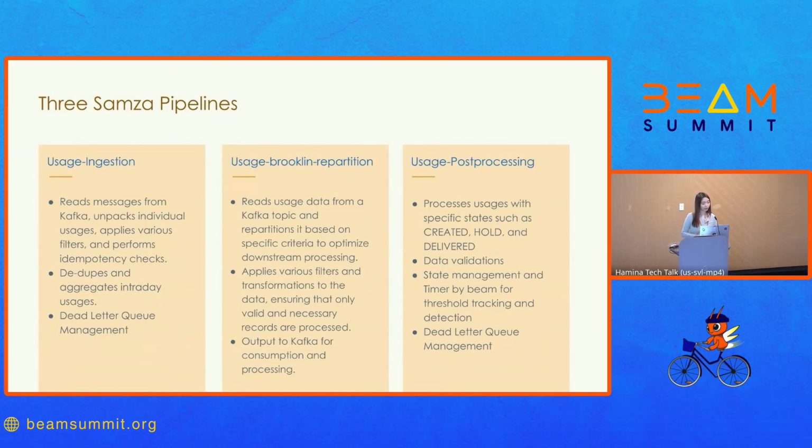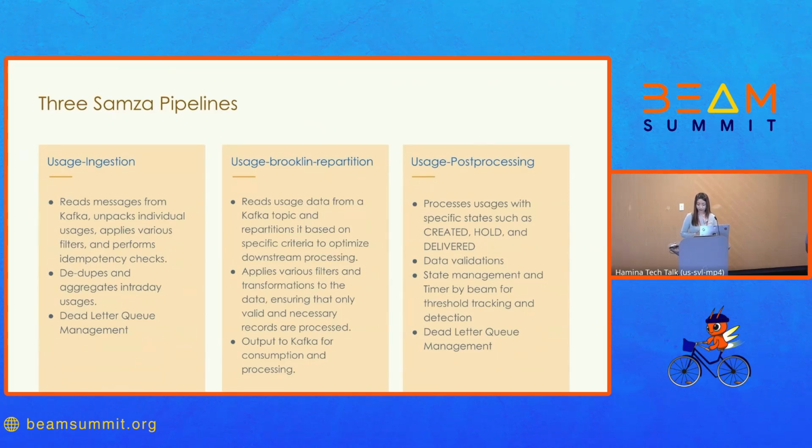First, we have the usage ingestion pipeline. This is our data entry point. The pipeline reads the message from Kafka and unpacks individual usages. It also applies various filters and performs an idempotency check to prevent duplicate data processing.